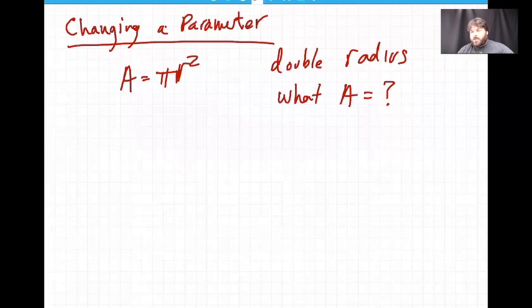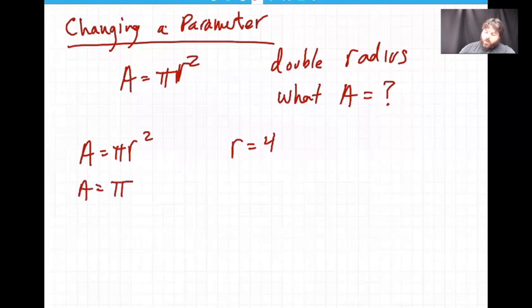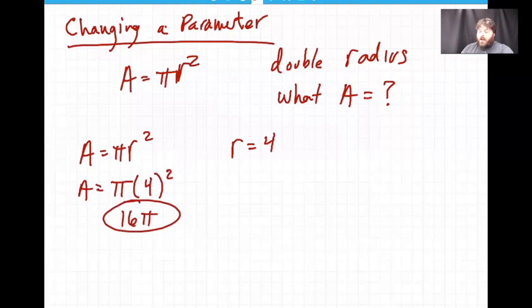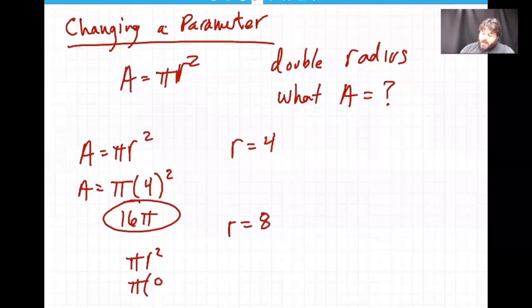Well, you can plug in your own numbers. For example, you know the formula for the area of a circle is pi r squared. Let's let the radius equal 4. So the area would be 4 squared, which is 16. Usually put the number in front and say 16 pi. That would be the area if the radius was 4. So what if I doubled the radius? The radius would now be 8. So I'd plug it into the same formula, pi r squared, and get pi times 8 squared. That's 64 pi.